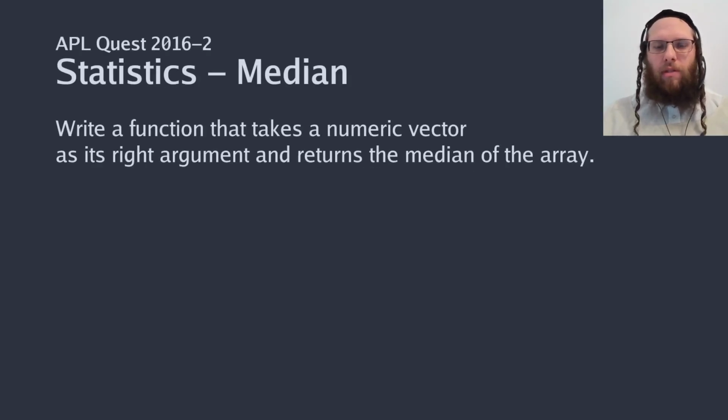Today's quest is the second from the 2016 round of the APL problem solving competition. We are given some numbers, normally as a list, but it could also just be a single number, and we are to compute the median. That is the middle element if you order them by size. And if there isn't any middle element, then we take the two middle ones and take the average of those.